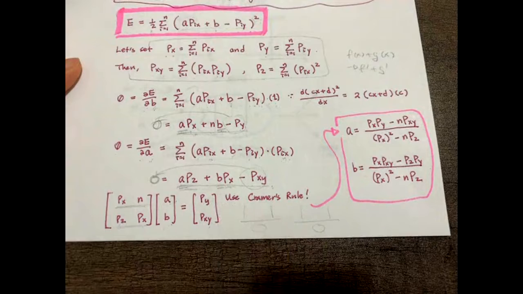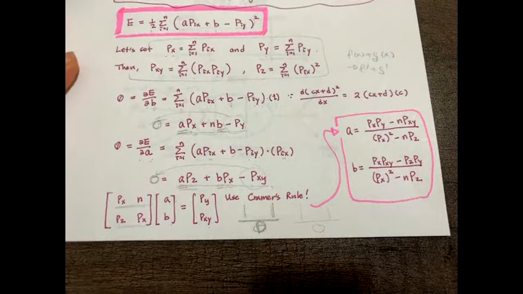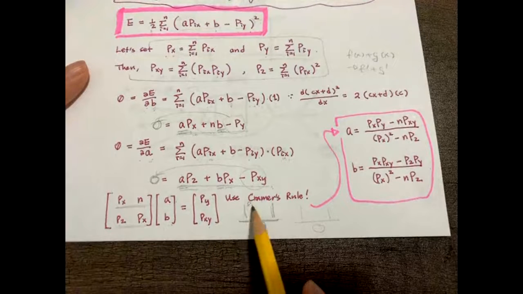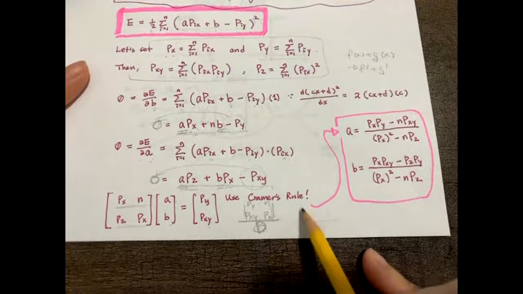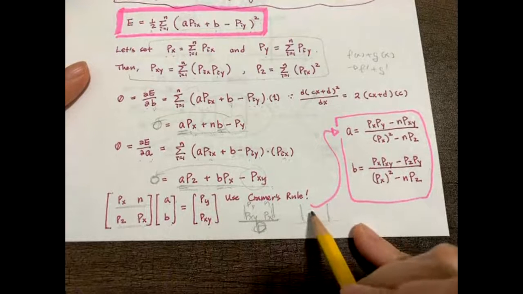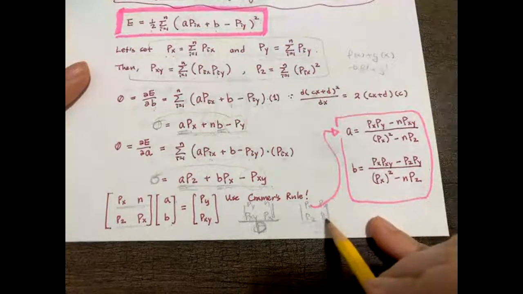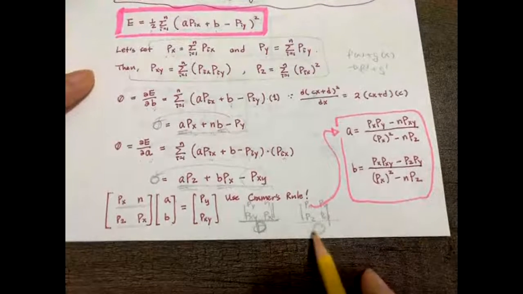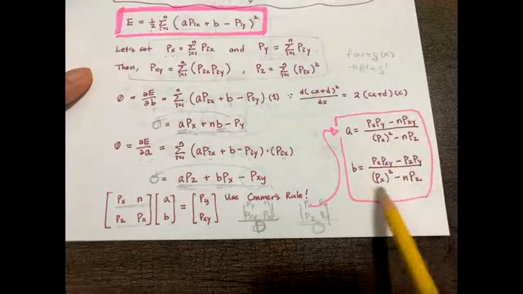Then if you use Cramer's rule, find the determinant. Then instead of a's column, you're going to use p sub y and p sub xy. P sub y, p sub xy, then n and p sub x. Then another one for b, instead of b's column, you're going to use the resultant. So p sub x, p sub 2, then p sub y, p sub xy. Then if you simplify by using Cramer's rule, you're going to get a as this one and b as this one.